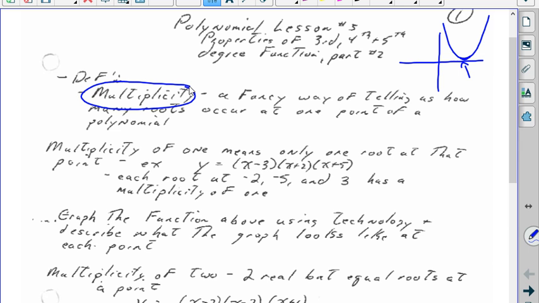So if this number is x equal to 3 where it's touching the x-axis, the equation could be a, which we'll talk about in a minute, x times x minus 3 times x minus 3. It has a multiplicity of 2 at that point.